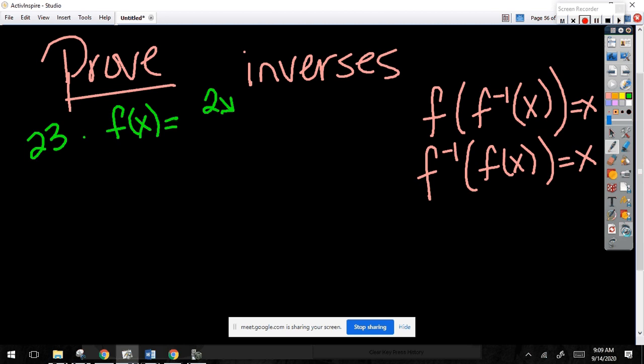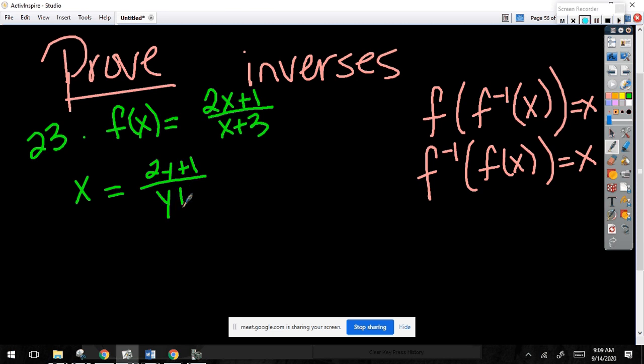Swap x and y. So x equals 2y plus 1 over y plus 3. What'd I do? Multiply by y plus 3. That's exactly right. So I get x times y plus 3 equals 2y plus 1. Distribute the x. I'm solving for what? For y.